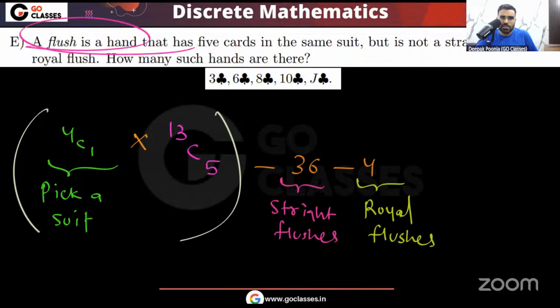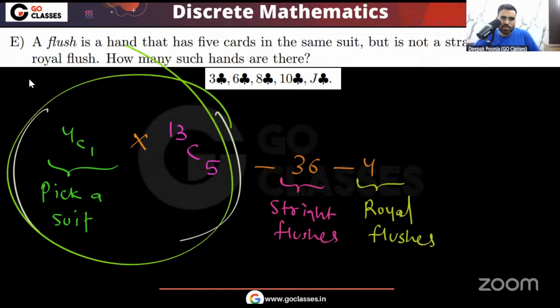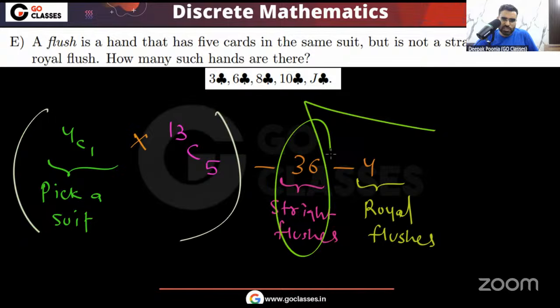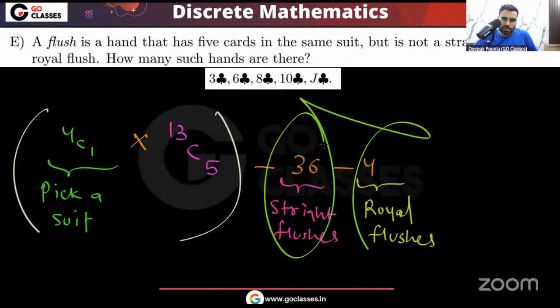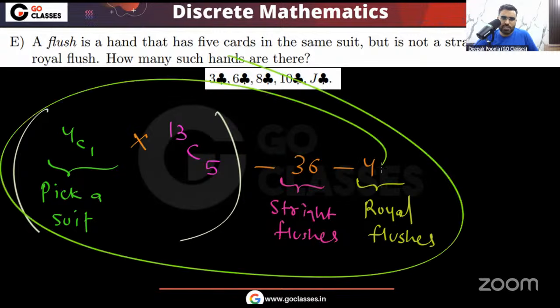A flush is basically a set of five cards all in the same suit, but it should not be a straight flush and it should not be a royal flush. So first you pick the suit, because all five cards must have the same suit. Then in that suit there are a total of 13 cards. Out of them you choose five cards. But this includes straight flushes and royal flushes, so you subtract the number of straight flushes and the number of royal flushes, which we have already counted in the previous questions. You can watch it. So that's it. This is the final answer.